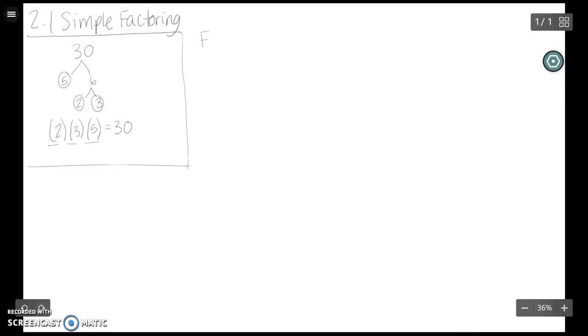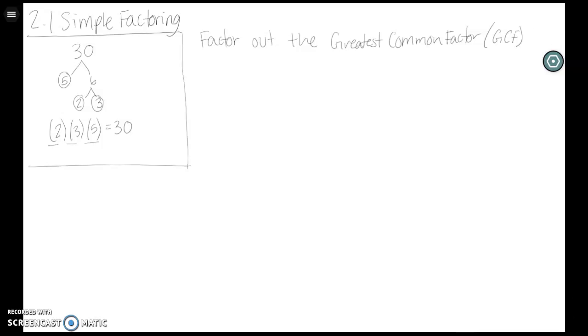One thing that we can do is factor out the greatest common factor. That's sometimes called the GCF. And this is probably the easiest way to factor. So let's just take a look at that with a simple polynomial like x squared plus 3x.